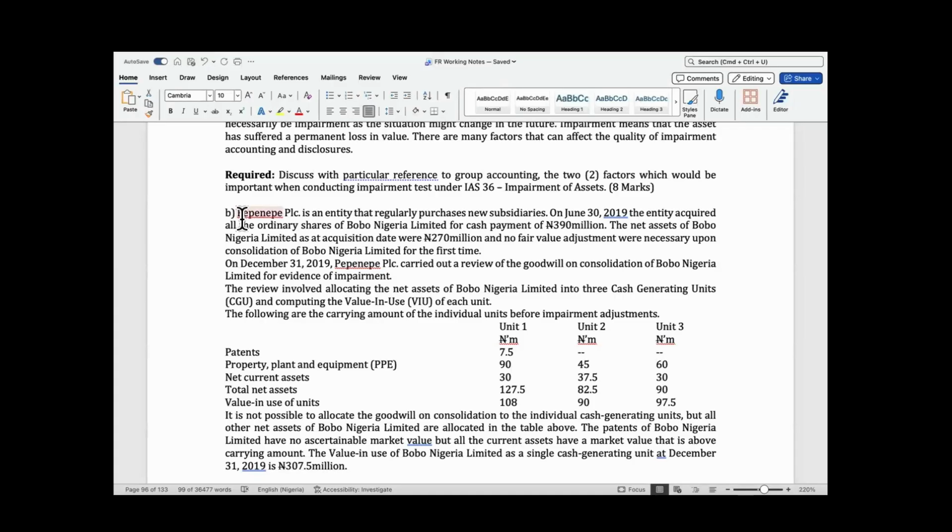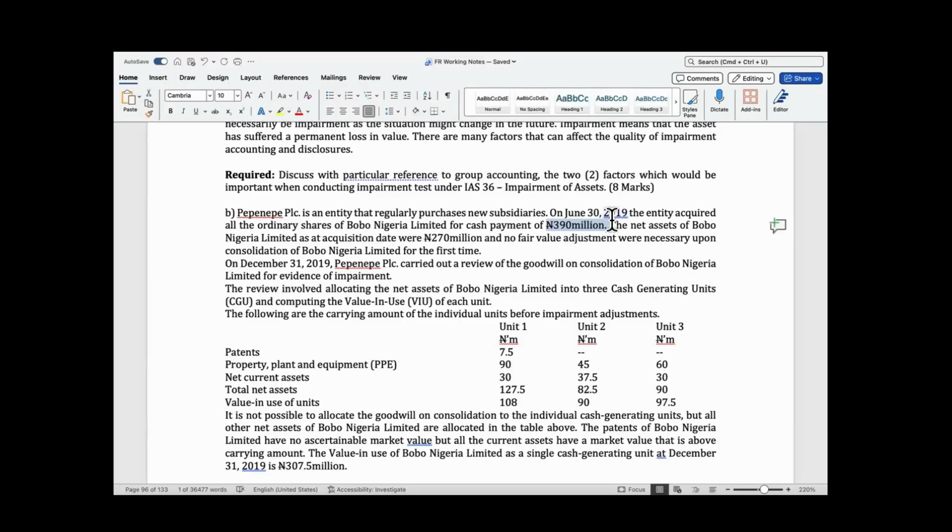Pepe PLC is an entity that regularly purchases new subsidiaries. On June 30th, 2019, the entity acquired all the ordinary shares of Bobo Nigeria Limited for cash of 390 million. So this first paragraph is telling us that Pepe bought all the shares of Bobo for 390 million.